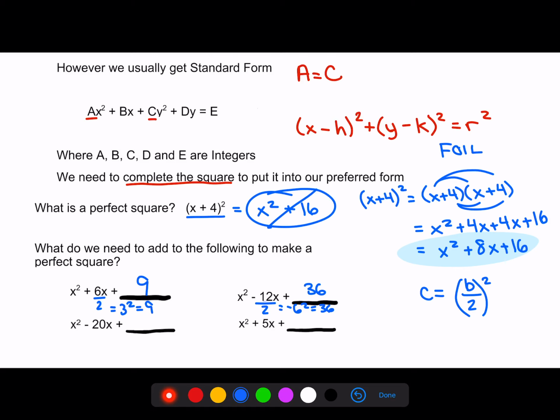Well, the third one, half of -20 is -10. -10 squared is 100. And then our final one, I know that you guys don't like decimals or fractions, but that's okay. You'll get used to them. Half of 5 is 2.5. 2.5 squared is 6.25.